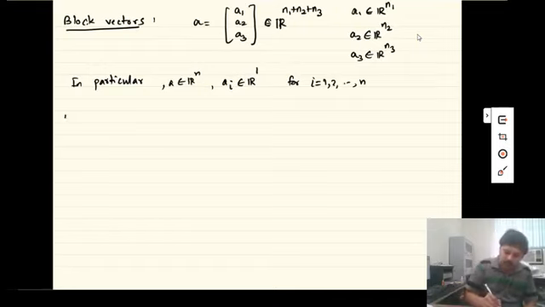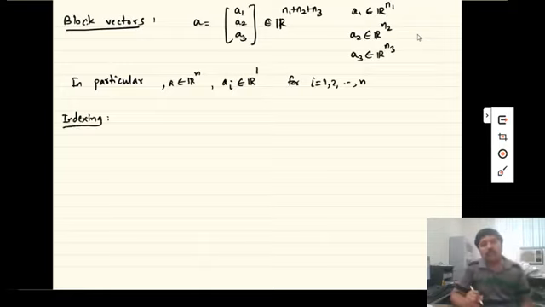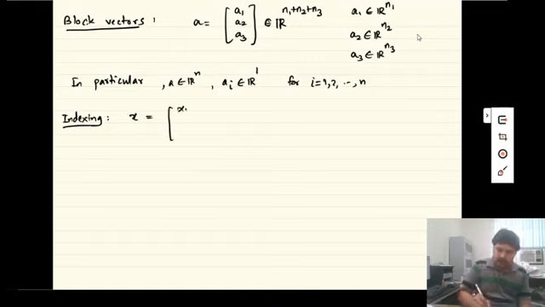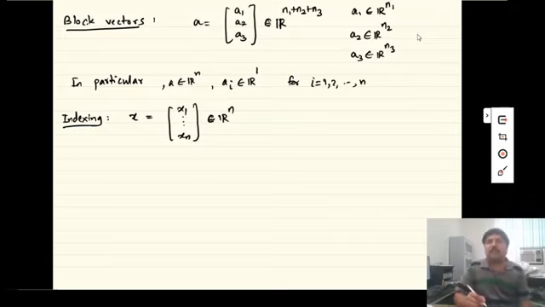And one more thing that I would like to draw your attention to is indexing. So suppose I consider a vector x, then this vector x is x1 up to xn. This vector belongs to R^n, it's an n vector. Then I will always say that the first entry is indexed with 1, the second entry is indexed with 2, and so on and so forth. The last entry is indexed with n.